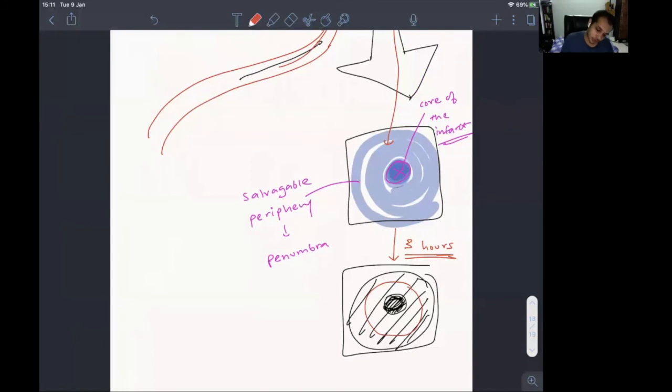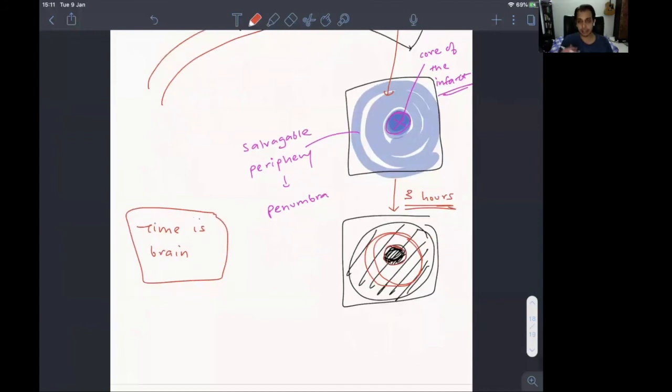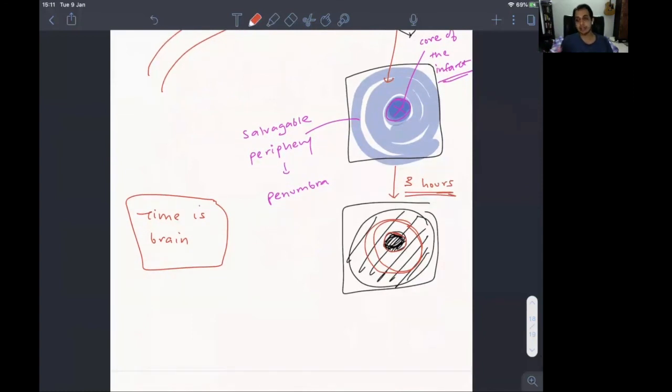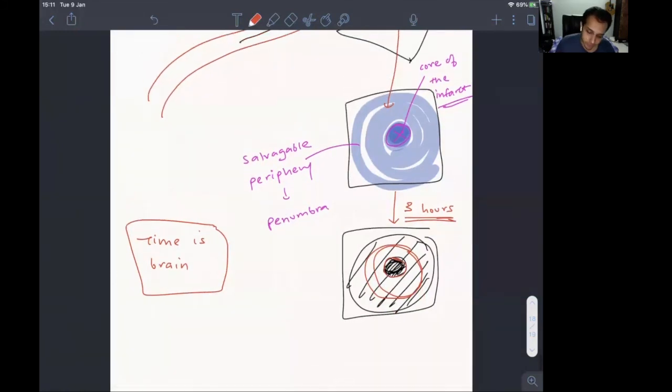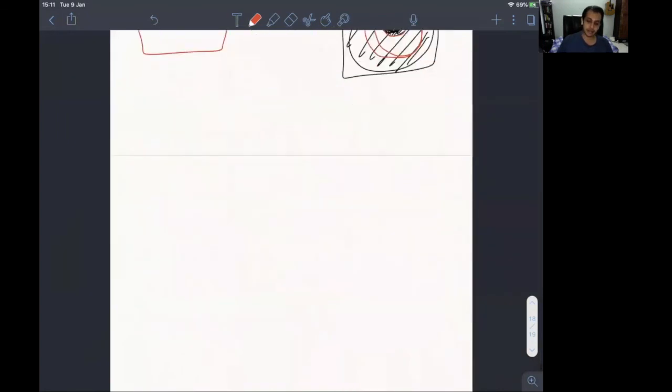And that is why in stroke, we say that time is brain, because every second you waste, another layer of neurons is getting added to the central core area. That means that they are lost forever. And every neuron is important because that makes our recovery easy. So you have more chances of recovery with rehabilitation and all if you save more neurons. So this is the concept of how the infarct grows. And this is important when we talk about treatment.